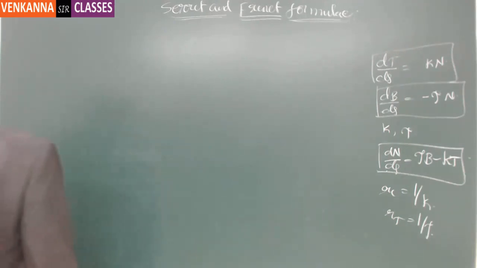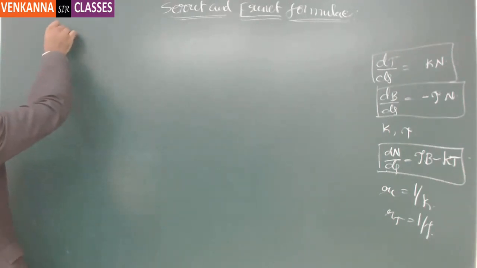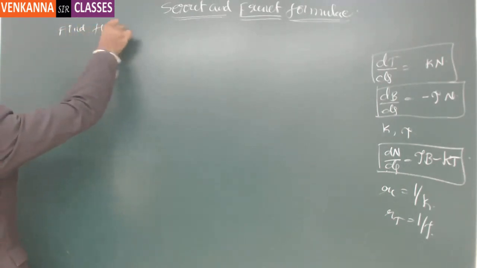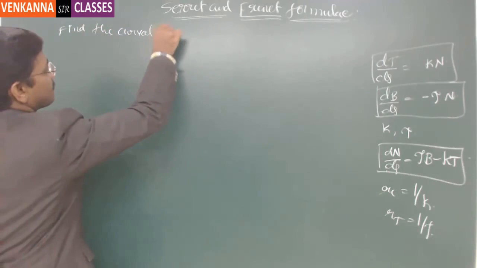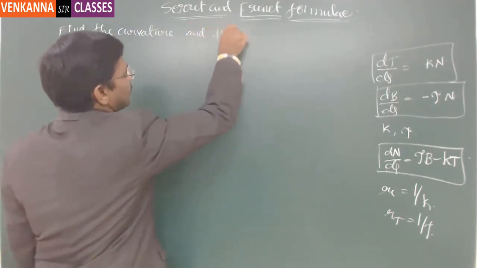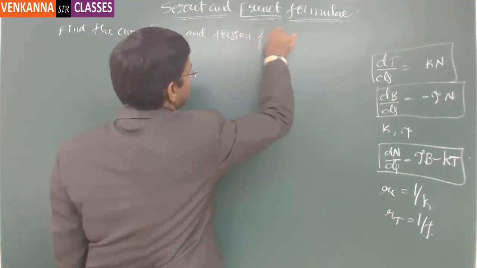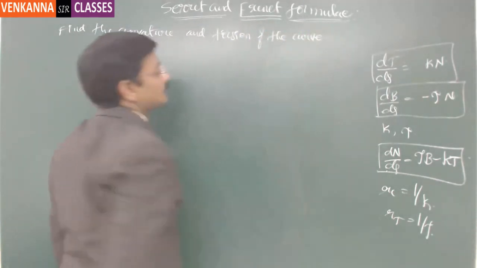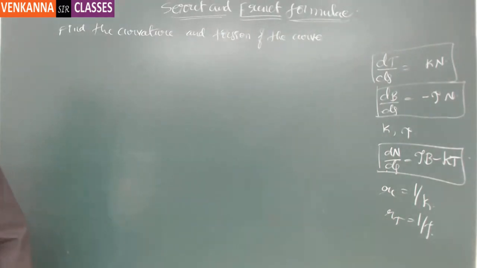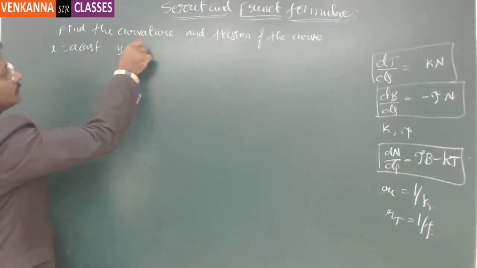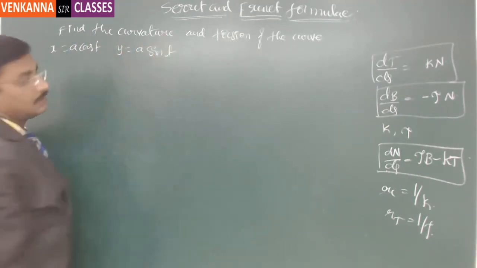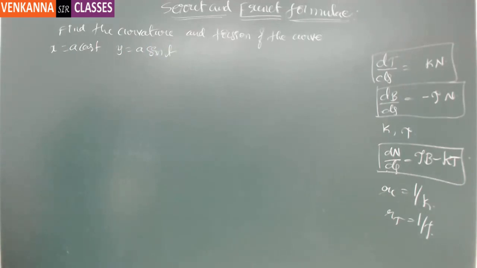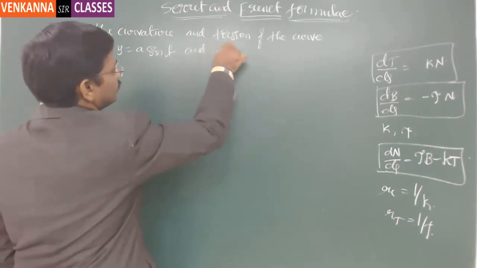Find the curvature and torsion of the curve x is equal to a cos t, y is equal to a sin t, and z is equal to bt.